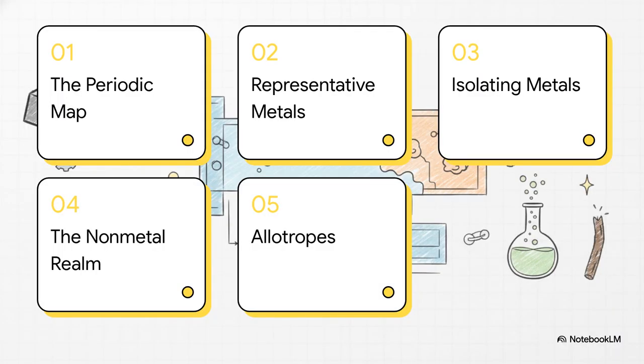First, we'll cover the periodic map. Second, we'll meet the representative metals. Third, we'll look at isolating metals from nature. Fourth, we dive into the nonmetal realm. And finally, we'll explore allotropes, the shapeshifters.